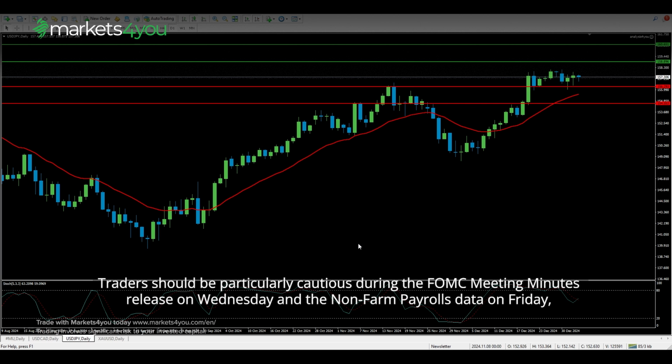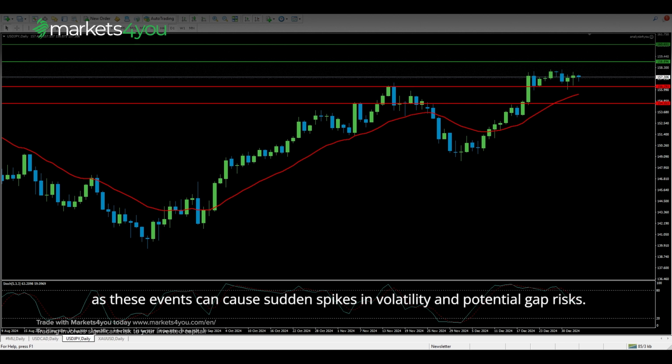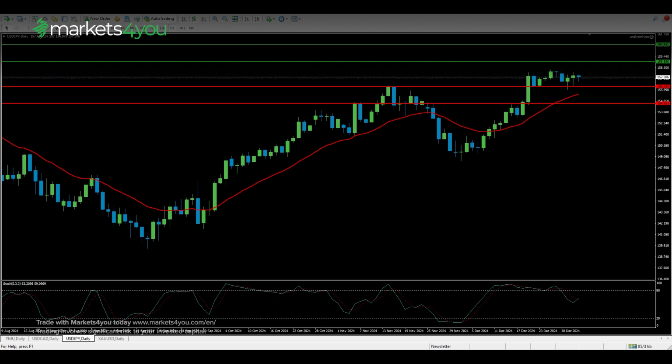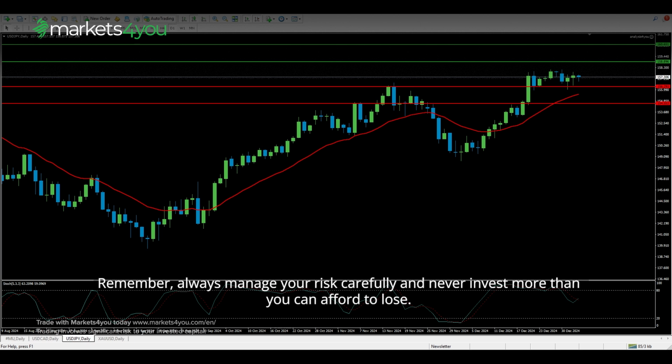Traders should be particularly cautious during the FOMC meeting minutes release on Wednesday and the non-farm payrolls data on Friday, as these events can cause sudden spikes in volatility and potential gap risks. Remember, always manage your risk carefully and never invest more than you can afford to lose.